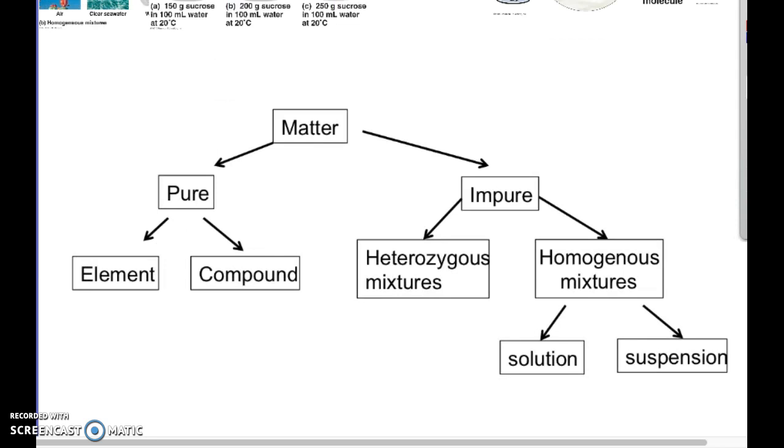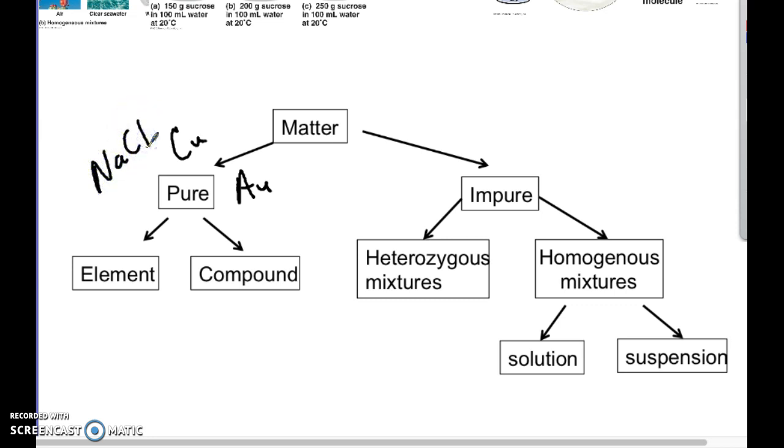Let's start with matter. We can divide it first of all into pure substances or impure substances. Pure means a material consists of only one kind of element. For example, we could have pure gold, or pure copper. Or it could be a single compound. We could have sodium chloride, pure salt, nothing else in it.